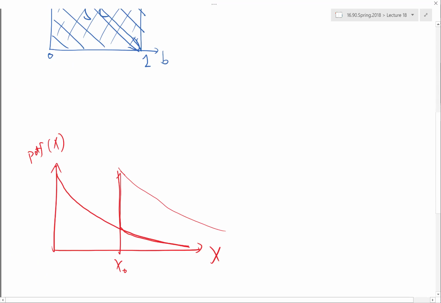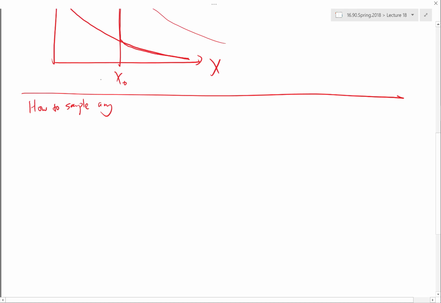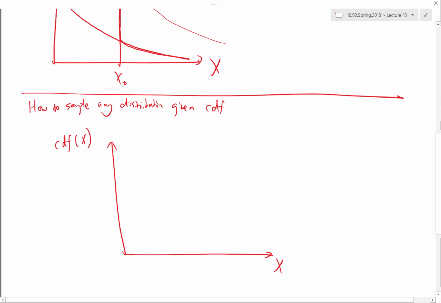So think of this: how to sample any distribution given its CDF. All right. So what is the CDF? The CDF is the cumulative distribution function. I have x and CDF of x. So CDF of x always starts from 0 when x is minus infinity, right?